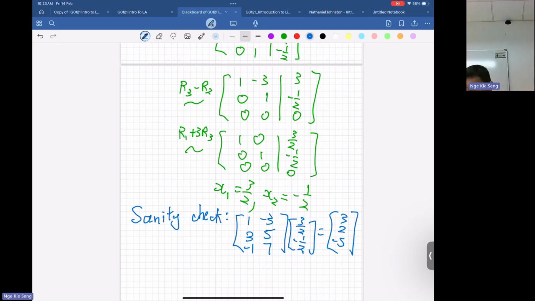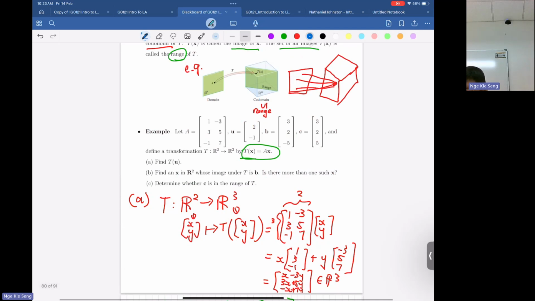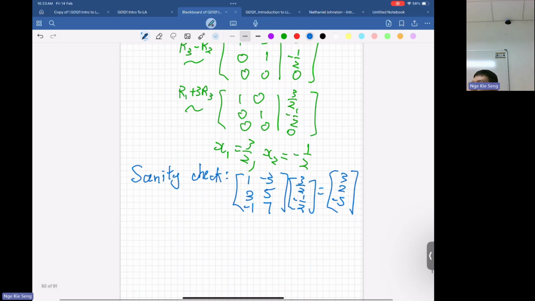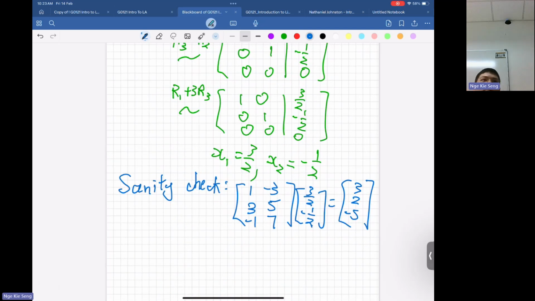So the next part of the question says what? Is there more than one such x or not? What does this solution tell you? This is the only solution. If there's more than one such x, what happened? Can you guess what happened? What could happen if there's more such x?